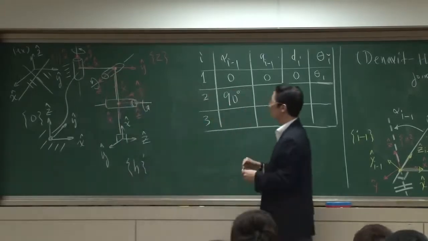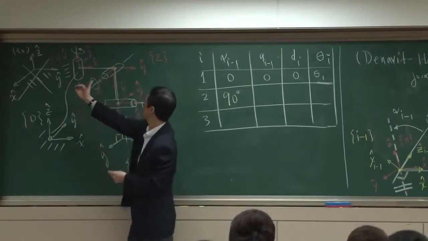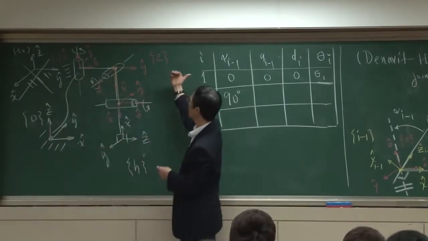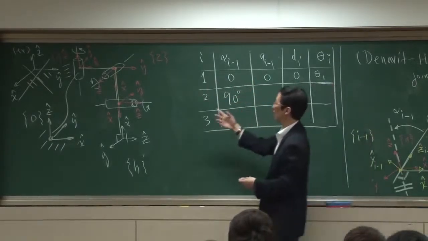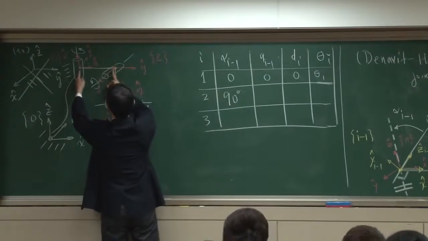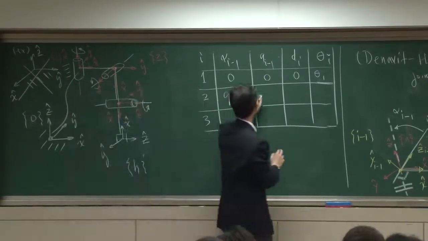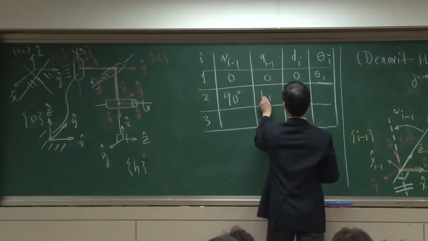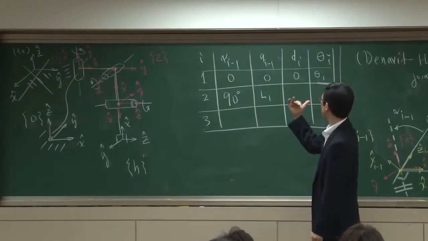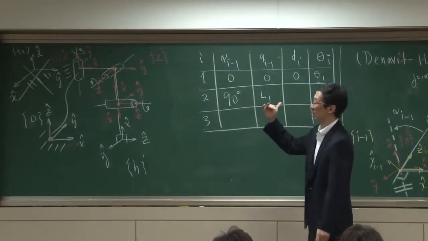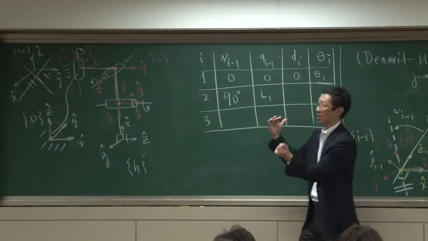Okay, and then we slide from here to here, slide over in the x direction by how much? Well, by this much. Let's call that link L1, say. So we slid over, and then next, now we want to move in the z direction.